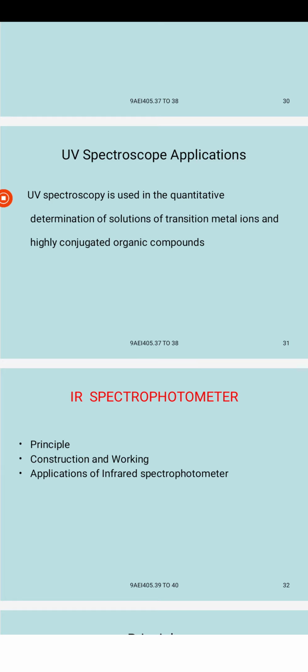UV spectroscopy applications: UV spectroscopy is used in the quantitative determination of solutions of transition metal ions and highly conjugated organic compounds.